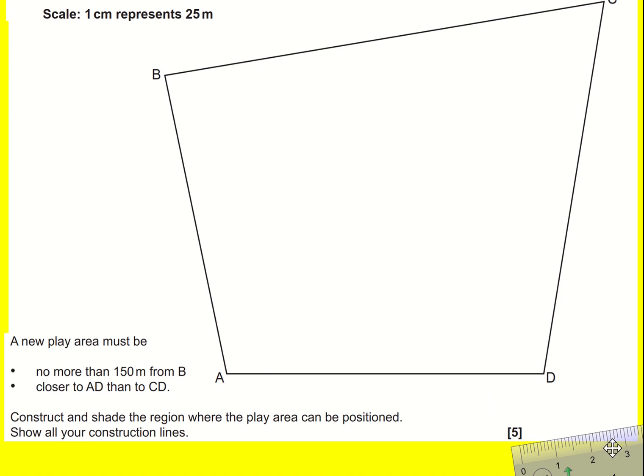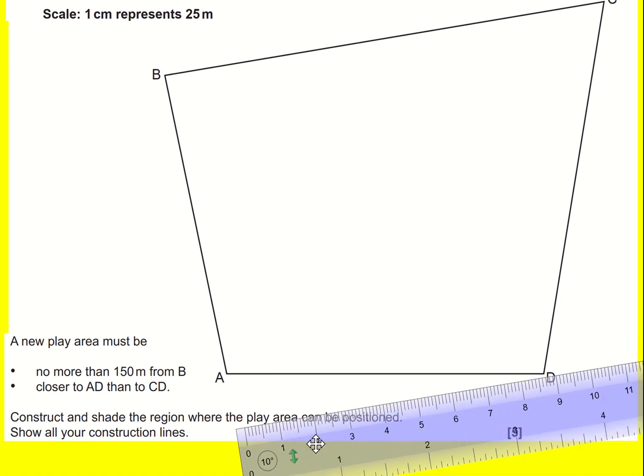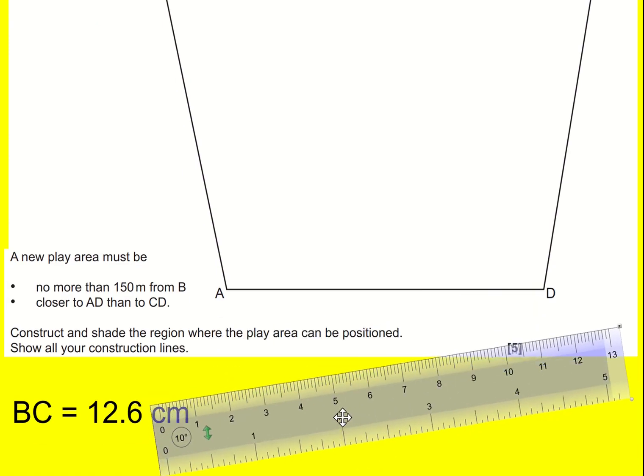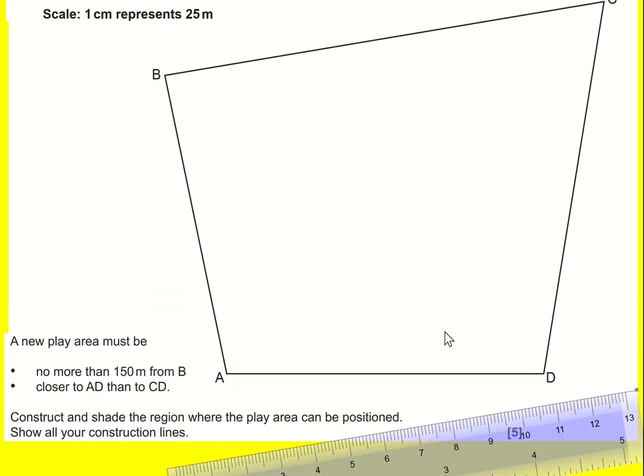So we've got a new play area, and it must be no more than 150 meters from B. Okay, so I'm going to need my ruler still. Right, 150 meters. Now we've got that 1 centimeter represents 25 meters, so it's going to be 150 over 25 to get the number of centimeters needed, and that's going to be 6. So no more than 6 centimeters from B if we're using our scale.